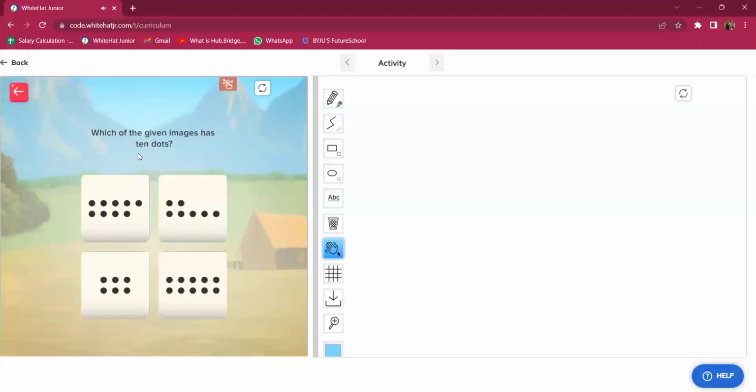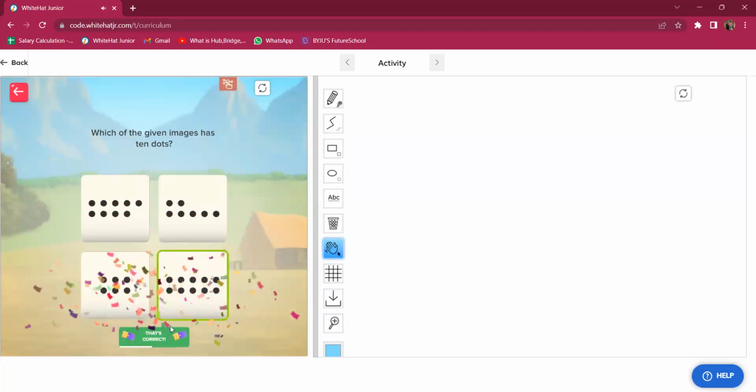Which of the following images has 10 dots? We have to count the number of dots. Here we have 1, 2, 3, 4, 5, 6, 7, 8, 9. So here we have 9. Then 1, 2, 3, 4, 5, 6, 7. Here we have 7. Then 1, 2, 3, 4, 5, 6. Here we have 6. Then 1, 2, 3, 4, 5, 6, 7, 8, 9, 10. So here we have 10. We have to count correctly. So we got this as 10. We'll check our answer and go to the next question.